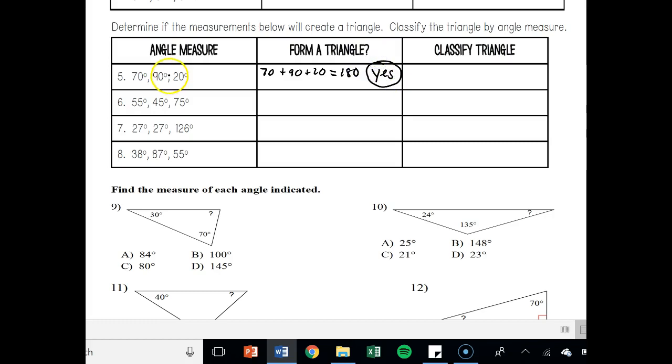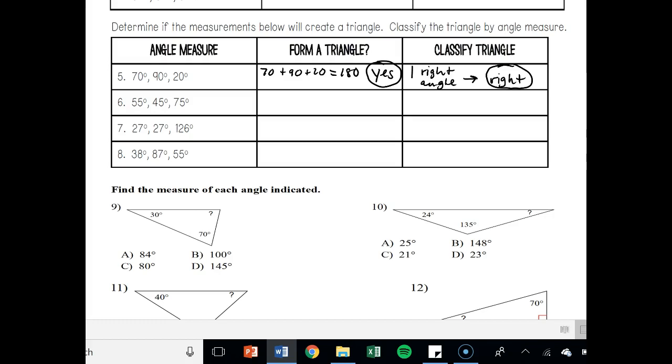And then we look at our angles, and we'll notice, all right, I've got 3 different angles here, but I also have a very important 90-degree angle. I have one right angle, and if I have one right angle, I can then classify the triangle as a right triangle, right? Just like if I had one obtuse angle, I could classify it as an obtuse. If I have 3 acute, I can classify it as an acute.